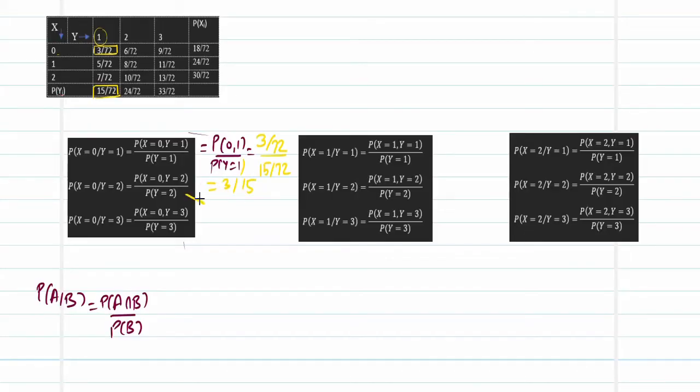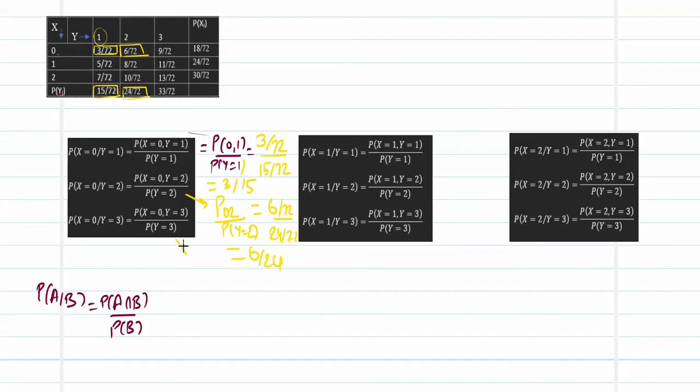Now, moving on to the second quantity, you have x equal to 0, given y equal to 2. So, this is our element P of x equal to 0, y equal to 2. It is going to be P of 0, 2 divided by probability of y equal to 2. Where is our 0, 2? Our 0, 2 is going to be 6 by 72. So, the numerator is 6 by 72. And what is our denominator? Our y equal to 2 is going to be here, which is 24 by 72. So, the answer for this will be equal to 6 divided by 24.